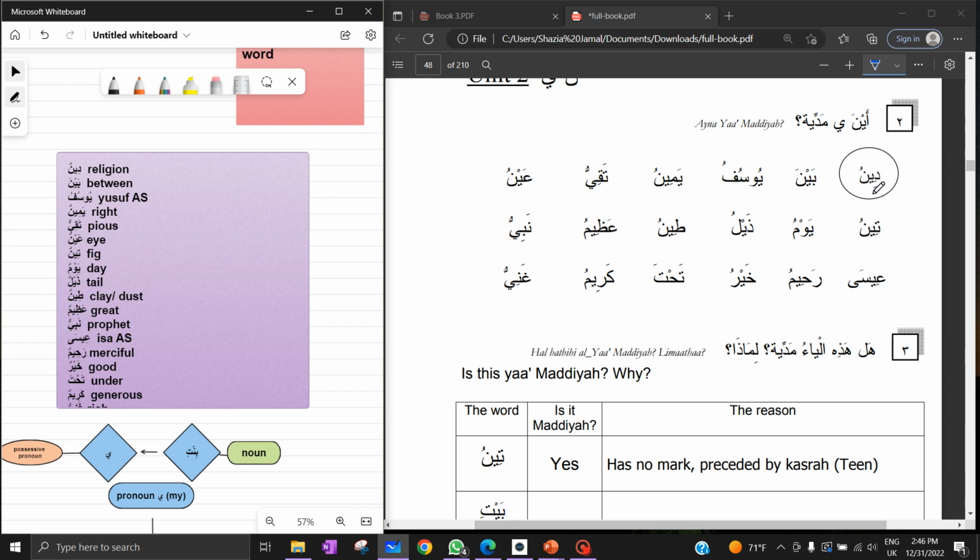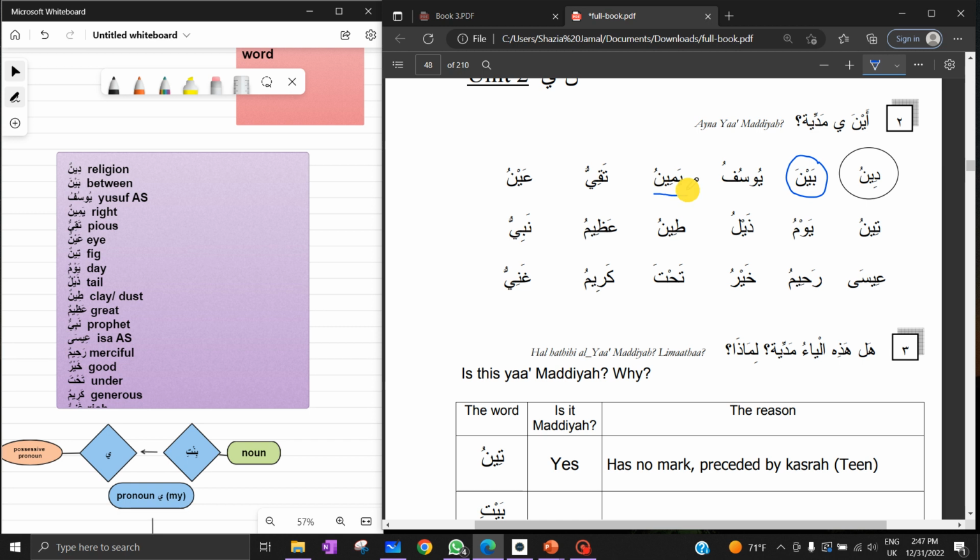Is there a ya? Yes, in between. Baina? Yes, it has a ya in between. So when you look for ya madiya, look in between or at the end, not the initial letter. Yusuf, this is the initial, so it cannot be a ya madiya. It is the ya written as a letter. Here it comes as a letter. So we will not mark this word.